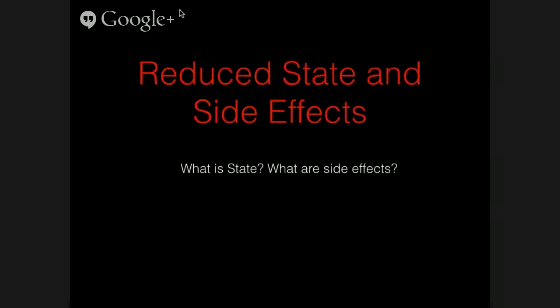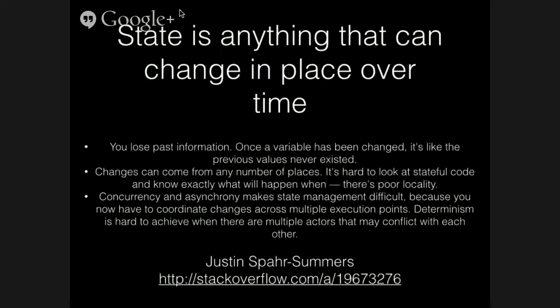Again, we might all have a good inkling of this, but we'll do a quick overview. They talk about this a lot in Reactive Cocoa, like when you read their literature. They talk about reducing state and side effects. So maybe you could just get the nomenclature and where they're coming from. I thought this was a pretty good definition. State is anything that can change in place over time. So if it's any sort of variable, you mutate it, you assign it, that's state, and it's just bad.